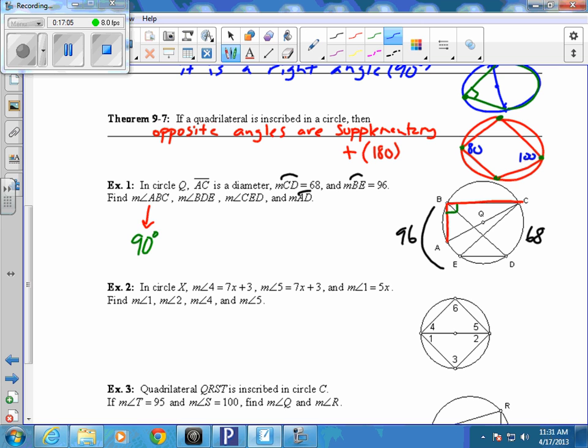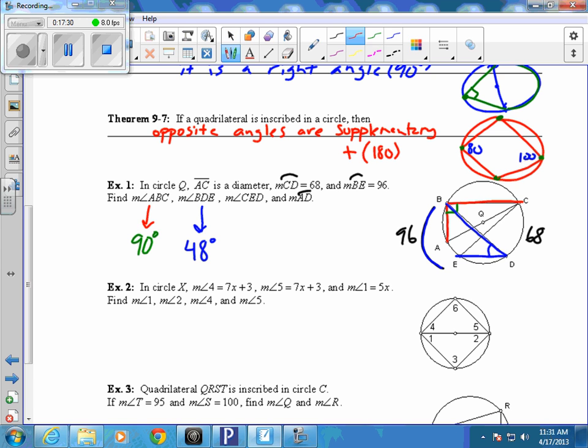Measure of BDE. So BDE is this one. We know arc BE is 96. Angle BDE is an inscribed angle with an intercepted arc of 96 degrees, which means that angle BDE is half of its intercepted arc. Half of 96 is 48 degrees.